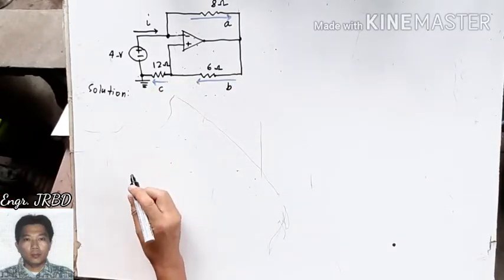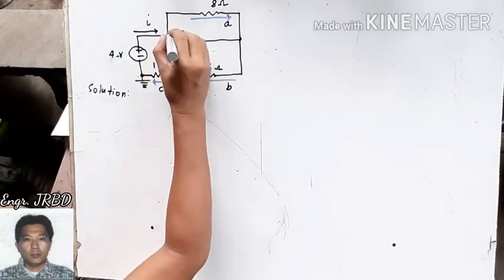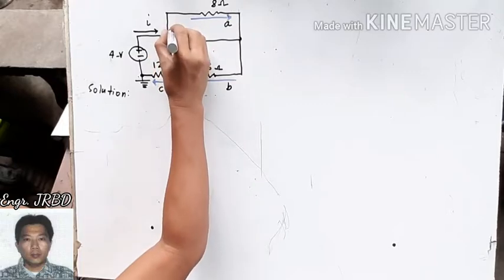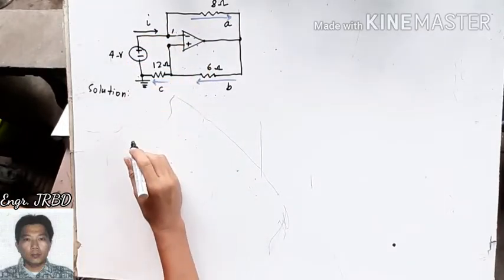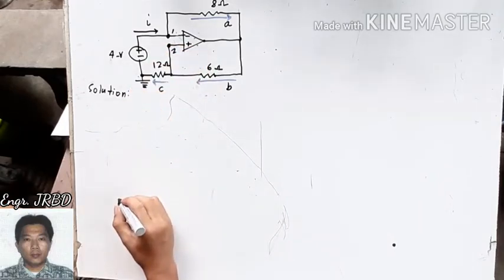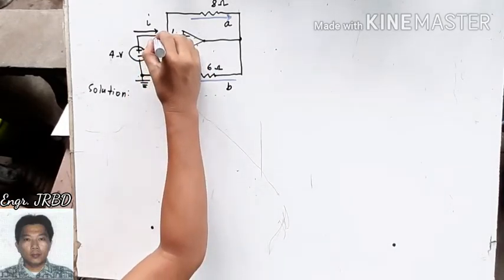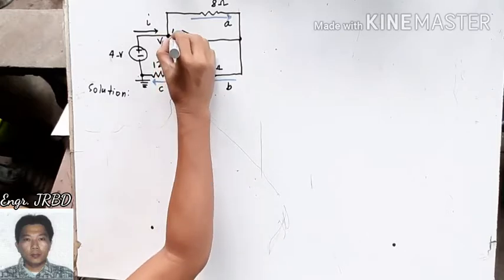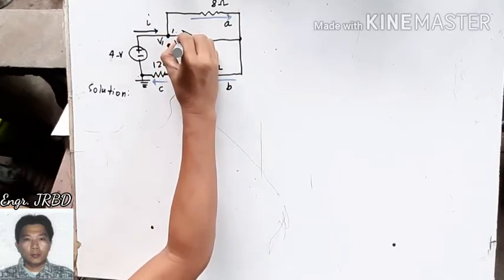After that, you identify the terminals. This is your inverting, and the second one is the non-inverting terminal. Then you designate the voltages. That is V sub 1, and the voltage here is V sub 2.